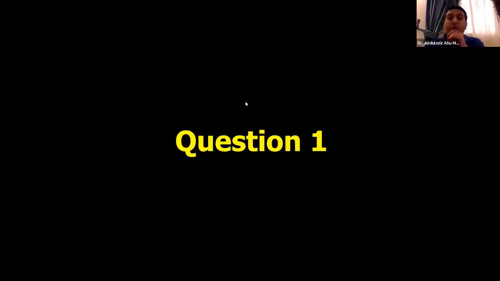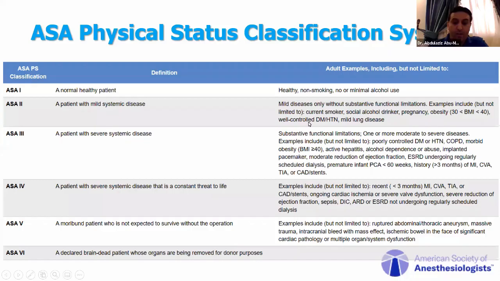Very good. So they are ASA number 3, because the patients have a disease, but it's controlled. It's not life-threatening. So it's number 2. If you go back to see it, it's number 3. So a patient with systemic disease is number 3. That's why you need to go with it.